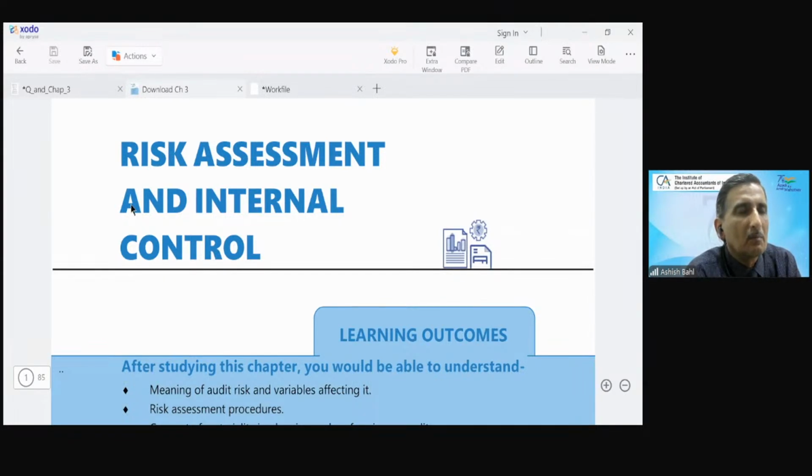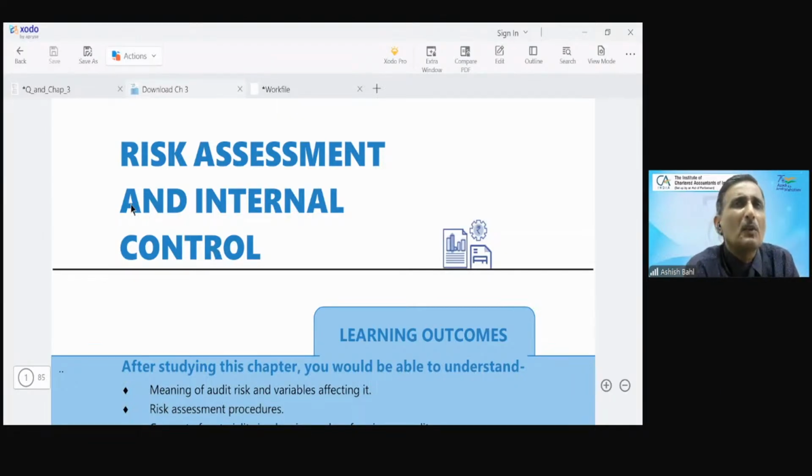So misstatements means the difference between what is required as per applicable financial reporting framework and what is actually presented in financial statements. So difference in amount, classification, presentation, and disclosure of items reported in financial statements vis-a-vis the items required as per applicable financial reporting framework.